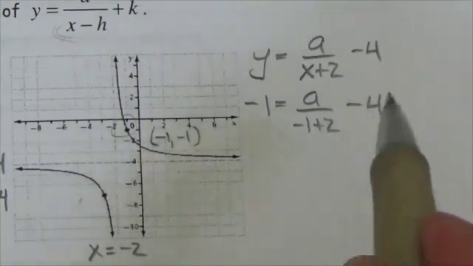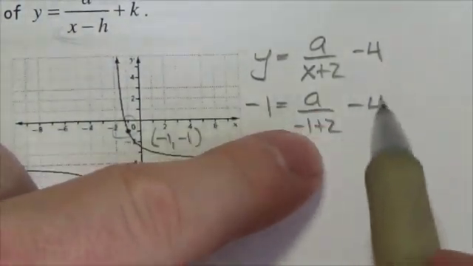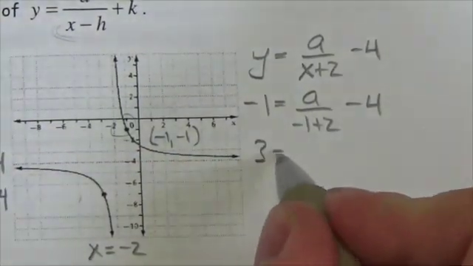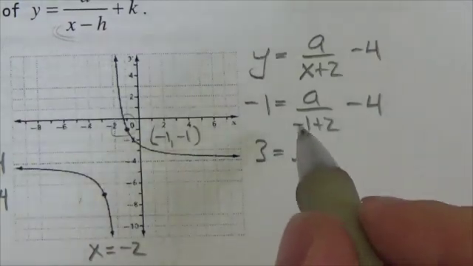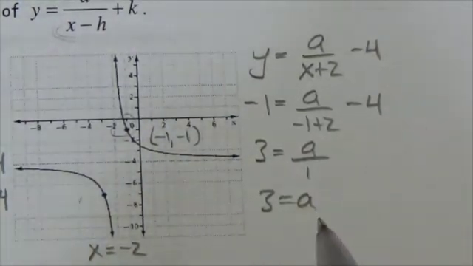First thing I'm going to do is bring this second term over. I'm looking for the a. I want to get rid of the term that doesn't have the a in it. So I'm going to add 4 to both sides, and that'll get me 3 over here. And then negative 1 plus 2 is positive 1. So a is equal to 3.